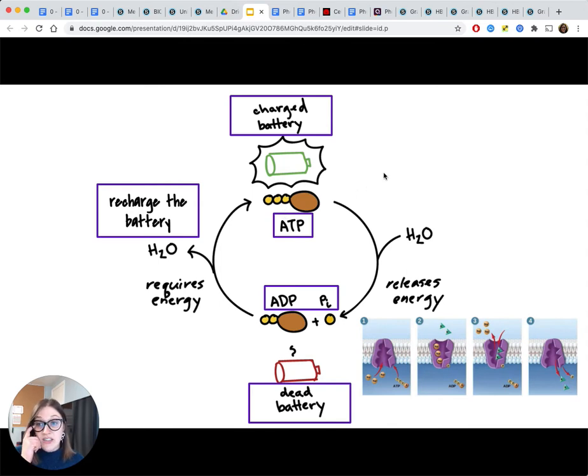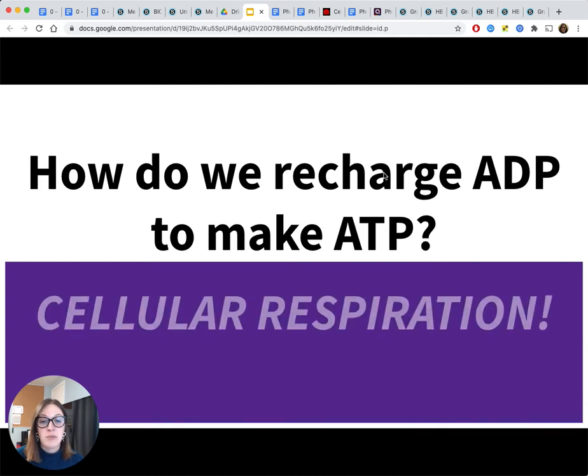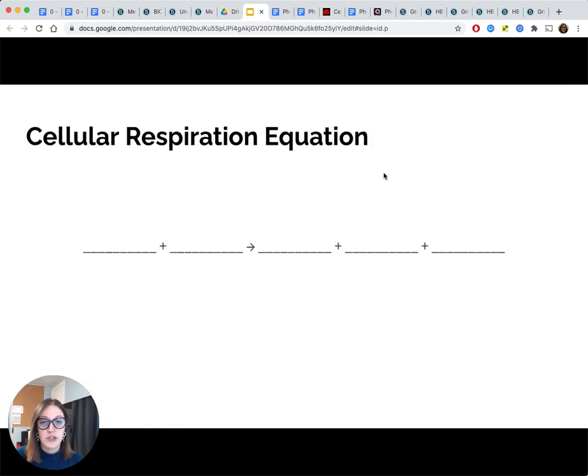How much energy does it cost to do your body's work? Cool fact, a single cell in your body uses about 10 million ATP molecules per second and recycles all of its ATP molecules about every 20 to 30 seconds. That's pretty amazing. So how exactly do we recharge ADP to make ATP? This is the process called cellular respiration.